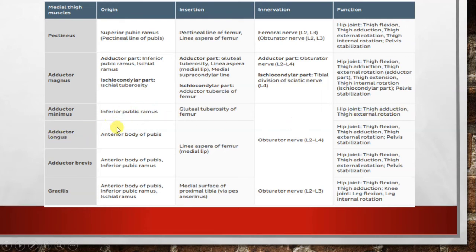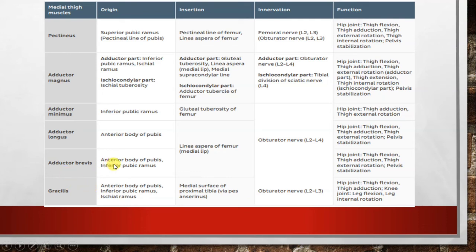Now there is the adductor longus, which arises from the anterior body of the pubis, with attachment towards the linea aspera of the femur, and nerve supply from the obturator nerve. Its function is mainly thigh flexion as well as adduction, thigh external rotation, and pelvis stabilization. So we are seeing that the medial thigh muscles are all adductors as well as thigh external rotators. So these are the two main functions of the medial thigh muscles.